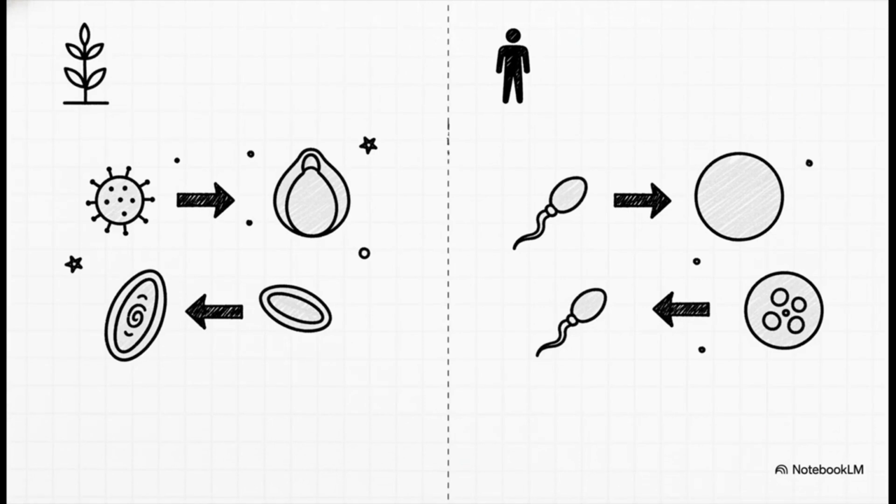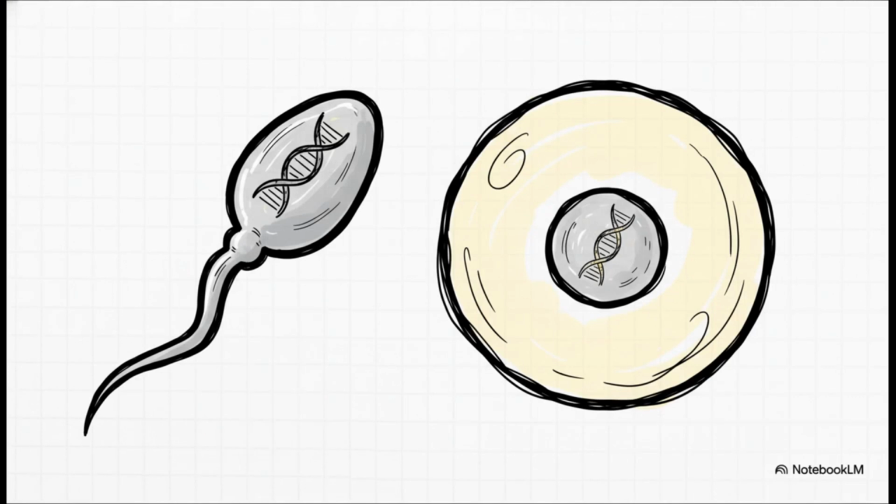Well, we also pass on our genetic blueprint using specialized cells. And you know what? The basic idea is exactly the same as in plants. It's all about combining genetic information to create a totally new and unique individual. In humans, those two special cells are the sperm, which is the male reproductive cell, and the egg, the female reproductive cell. Now, the key thing to remember here is that each one of these cells carries exactly half of the genetic instructions needed to build a new person.